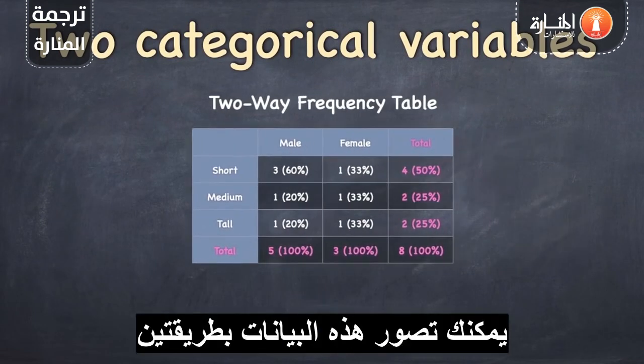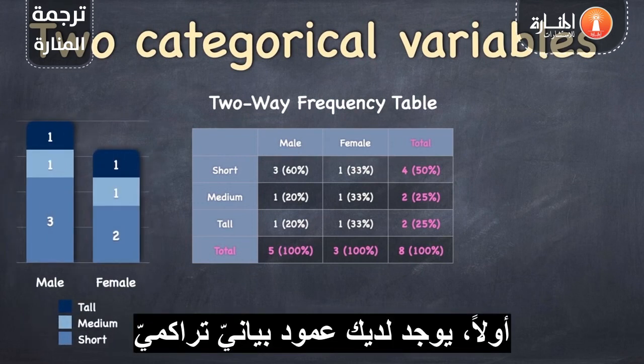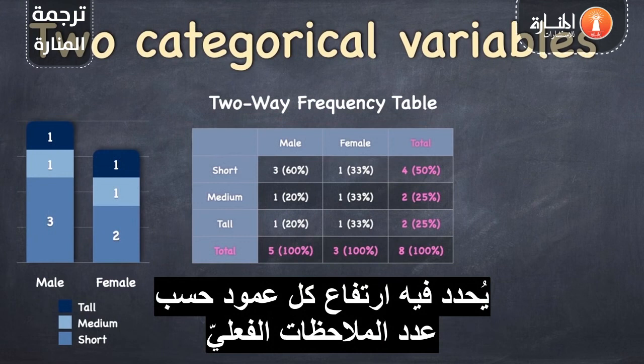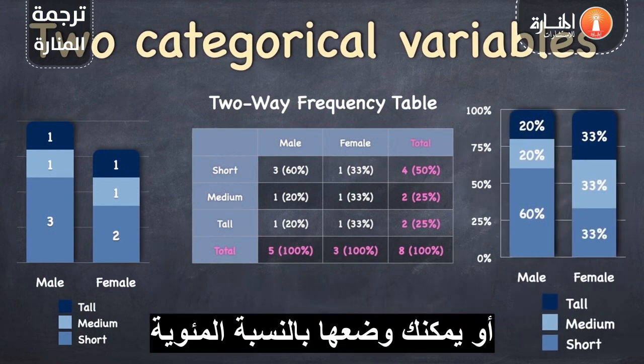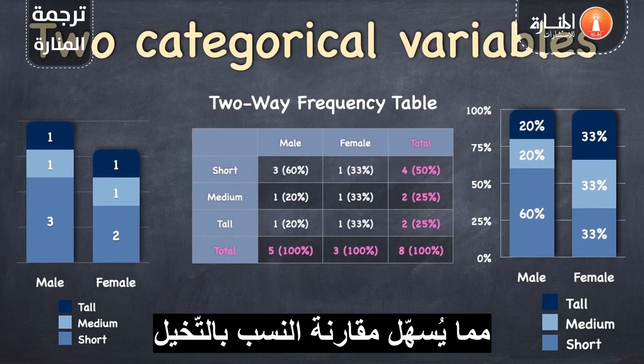And I'm going to show you two ways that you can visualize this data. So firstly, you can have a stacked bar chart where the height of each column is determined by the actual number of observations. Or you can stack them by percentage so that each column towers up to 100%, making it much easier to visually compare proportions.